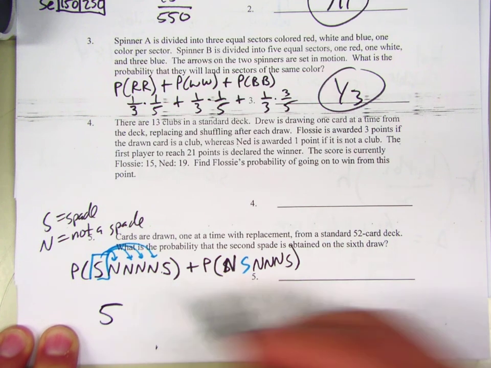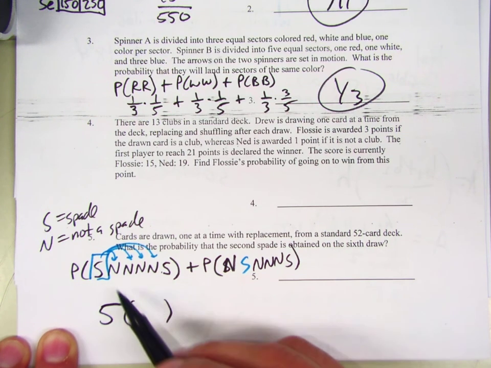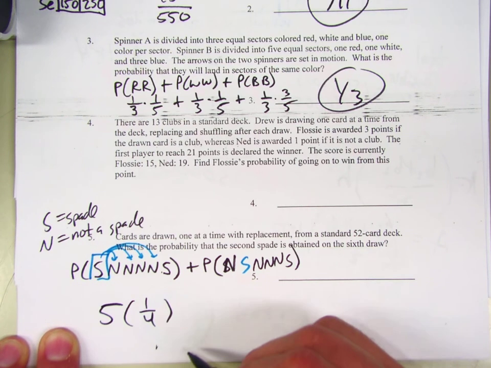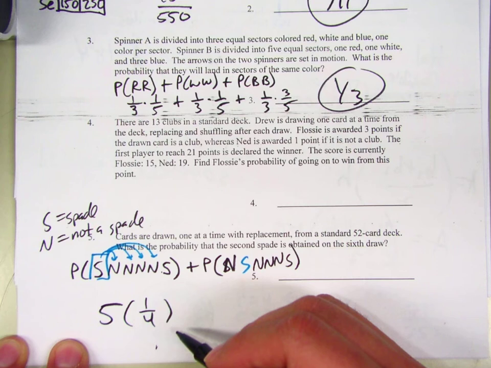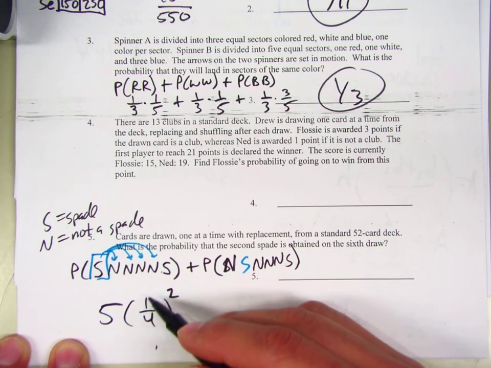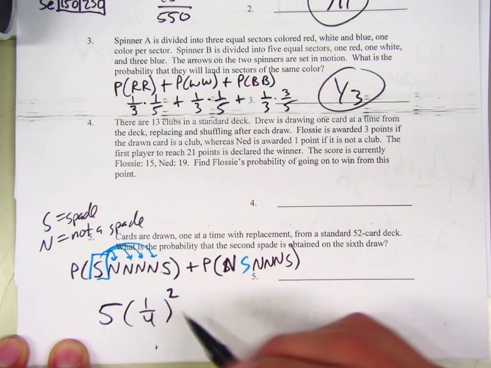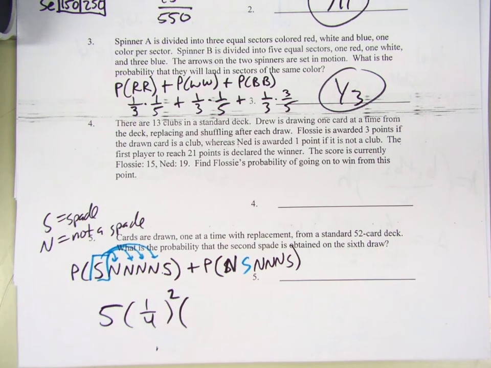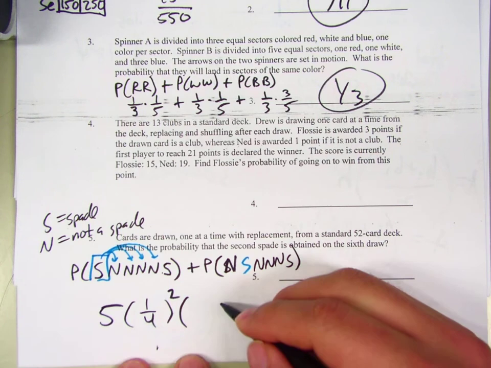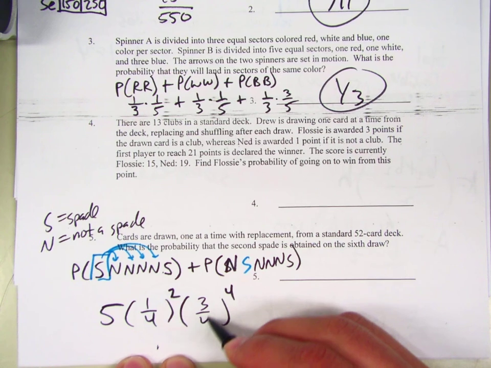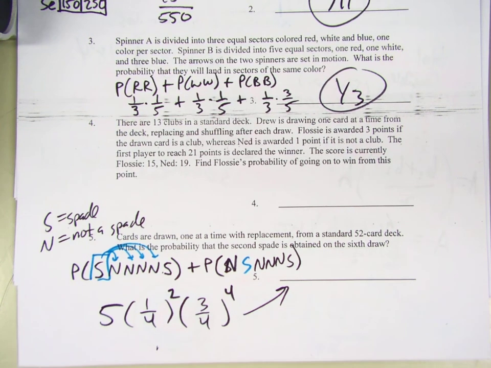Does that make sense? What's the probability that we get a spade? 1 out of 4. How many times do I need it total? Twice. Does that make sense that we're going to have a 1/4 in there? Twice. And I need to fail. I need to fail how many times? 4 times. And what is the probability of failing or not getting a spade? And so that is a short way of figuring that out.